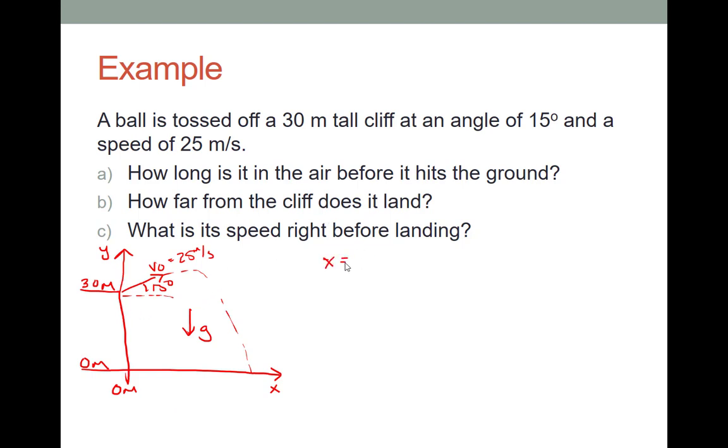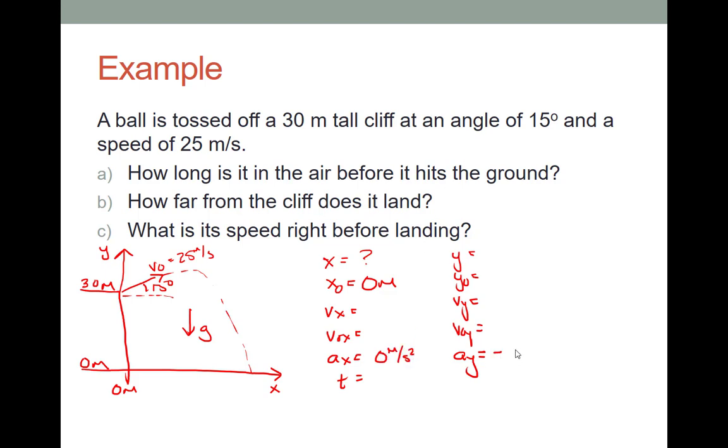I can now start thinking about my grocery list. Okay, filling in what I have. My initial horizontal position I let equal 0. X is what I want to know for part A, so I'm going to put a question mark there. A sub x, as always, is 0. A sub y in this coordinate system is negative 9.8 meters per second squared. Y naught is 30 meters and y is 0 meters.